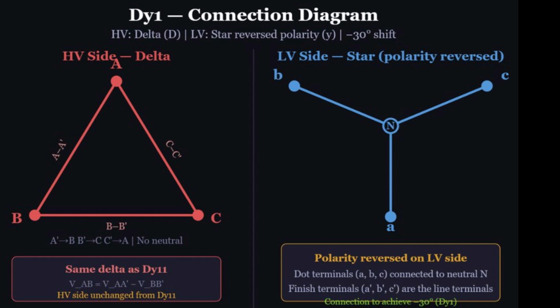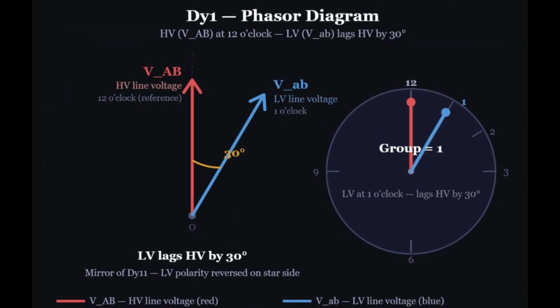On the right is the low voltage star, and this is where Dy1 differs from Dy11. In Dy1, the polarity has been reversed on the low voltage side. The dot-marked terminals A, B, and C are connected to the neutral, and the finished terminals A prime, B prime, and C prime are now the line terminals. This reversal is what changes the group from 11 to 1. The high voltage phasor is at 12 o'clock. The low voltage phasor now sits at 1 o'clock, 30 degrees behind.